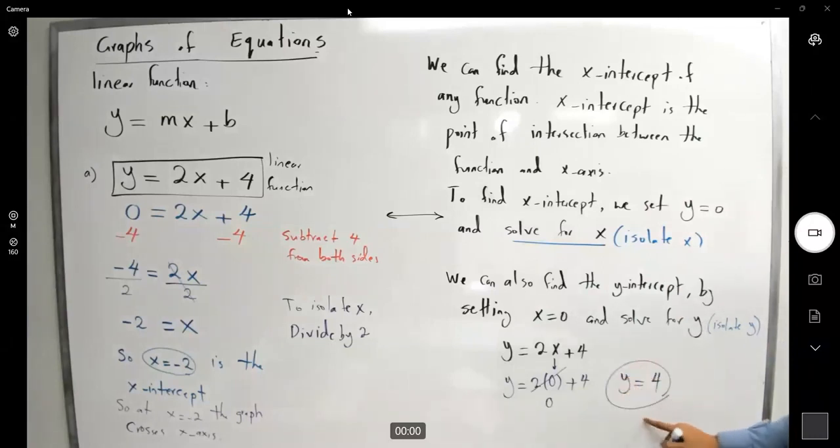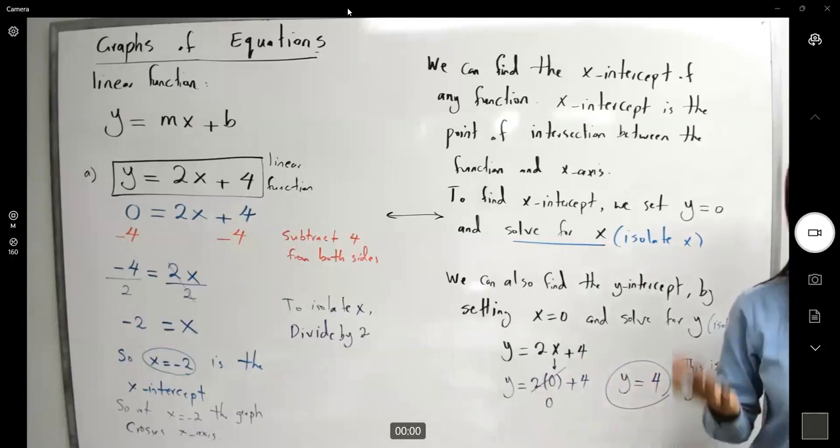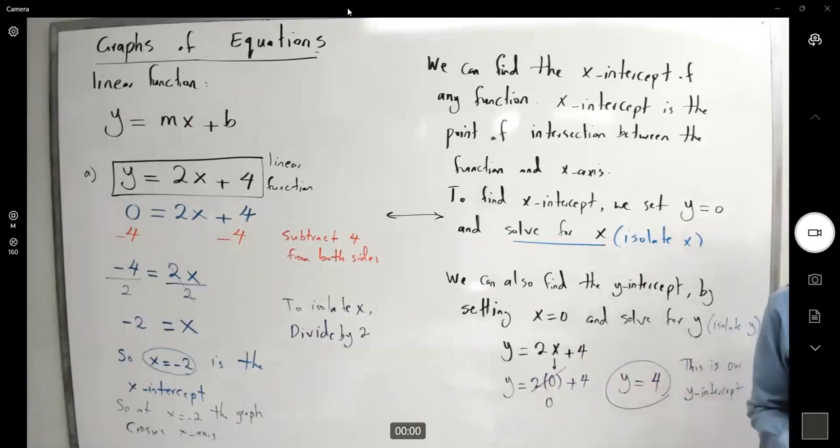So my y-intercept is 4. This is my y-intercept. So what's the use of these two, the x-intercept and y-intercept? They help us to graph the line without using any help.